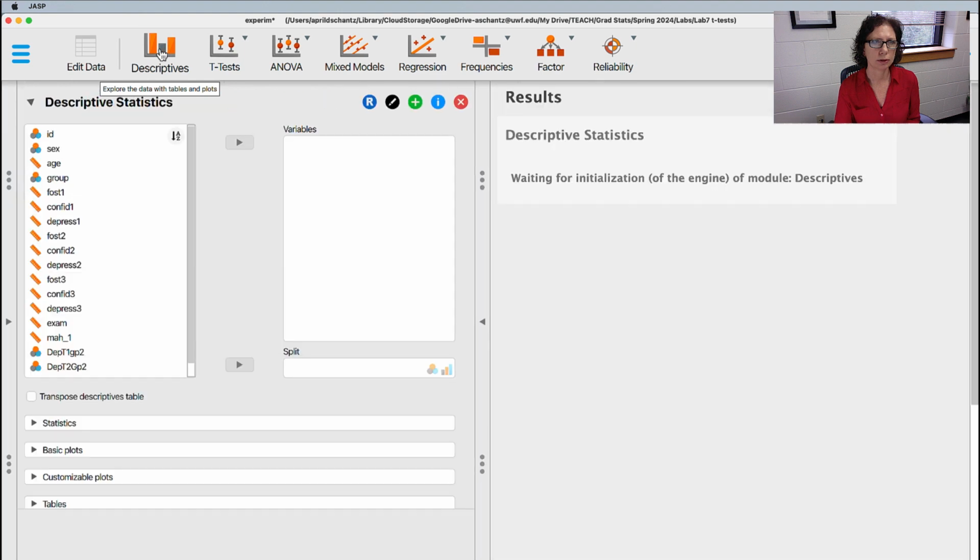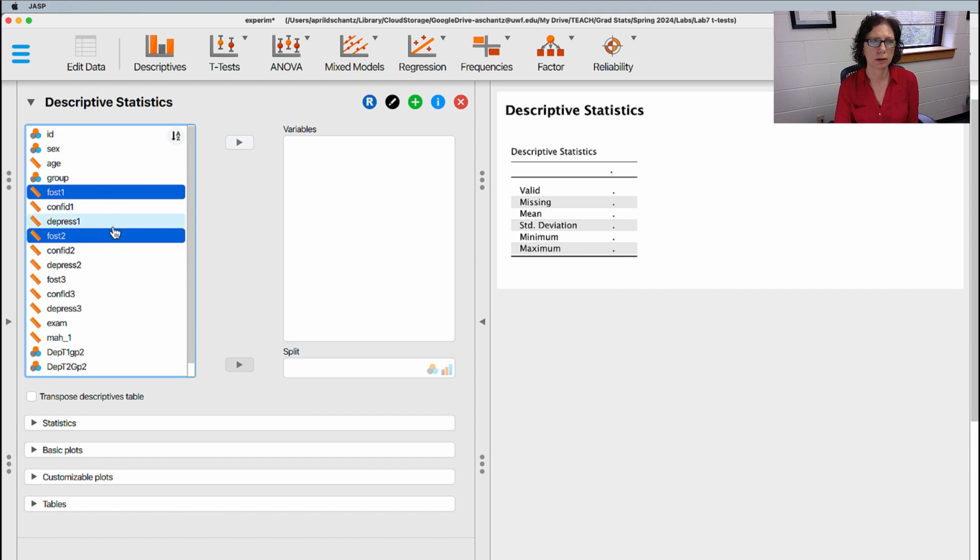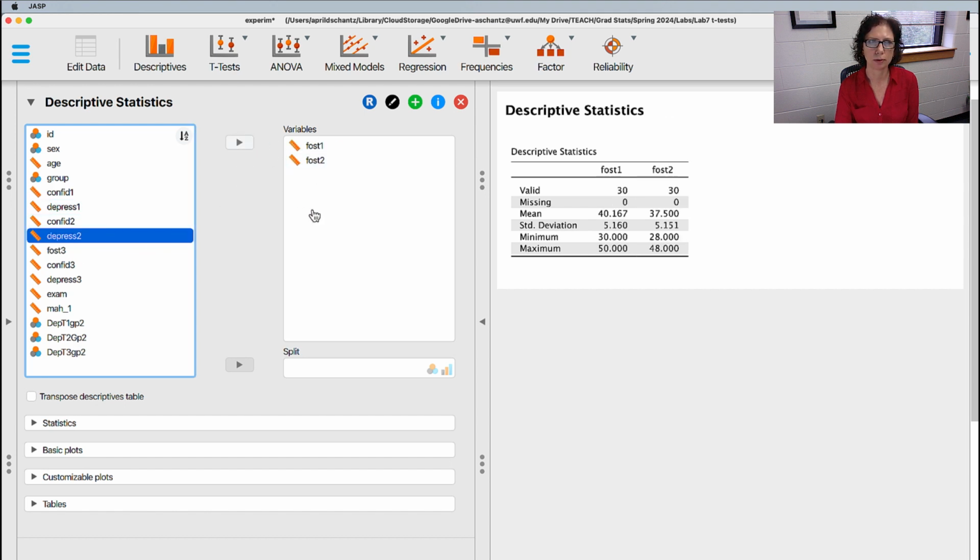When we go into descriptives, again, you want to collect some descriptives about your sample so that you can talk to the reader about the sample. But you do want to get down to narrowing to the variables you're actually interested in. And to answer our paired samples question, we want to know about FOST1 and FOST2, which is fear of statistics at time 1 and fear of statistics score at time 2. And we'll drop those into our variables area.